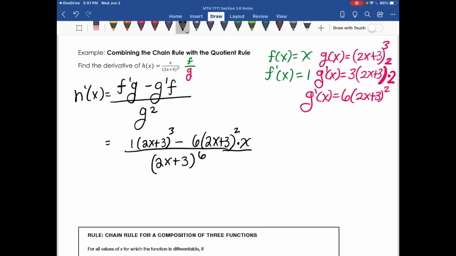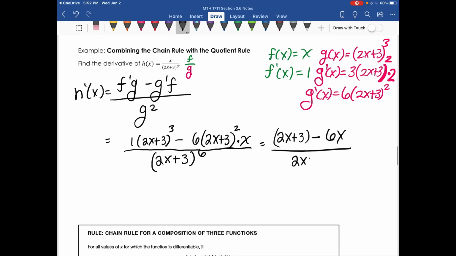all over the denominator function squared. So this is going to be 2x plus 3, and it's cubed, but when I square it, that becomes 6, because when you raise a power to a power, you have to multiply. So the 3 now becomes a 6 when I square it. Now I can take out a 2x plus 3 squared in all of these terms when I clean this up. If I take a 2x plus 3 squared out of the first term, I'm left with just 2x plus 3. When I take a 2x plus 3 squared out of that second term, I'm just left with minus 6x. And when I take a 2x plus 3 squared out of the denominator, that gives me a 2x plus 3 to the 4th.